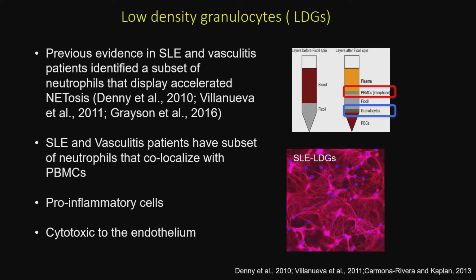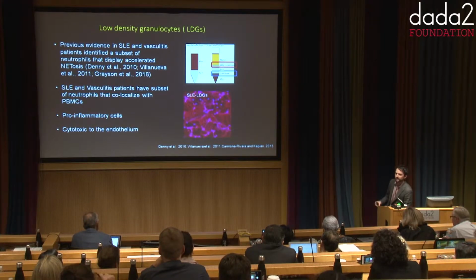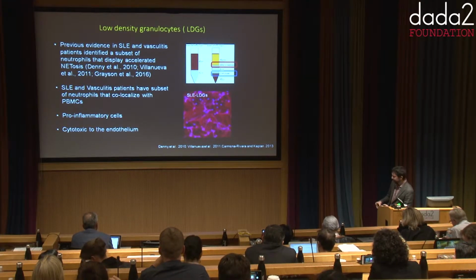And so here's a picture of low-density granulocytes from a patient with lupus undergoing profound NETosis. Normally, if you isolate normal dense neutrophils, you have to stimulate them in vitro with some sort of stimulus to get them to produce NETs. These cells do it professionally. They don't need any stimulation.